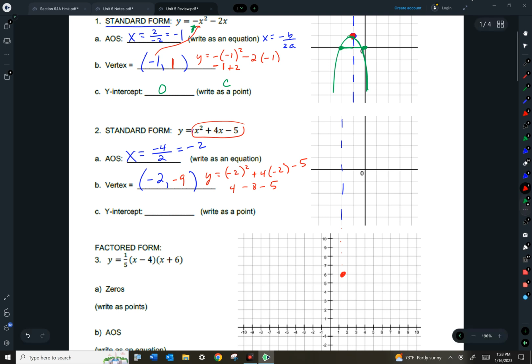The y-intercept, remember that's the c number. So the y-intercept is negative 5. That means it's going to hit the y-axis at negative 5. So 1, 2, 3, 4, we'll say right here.